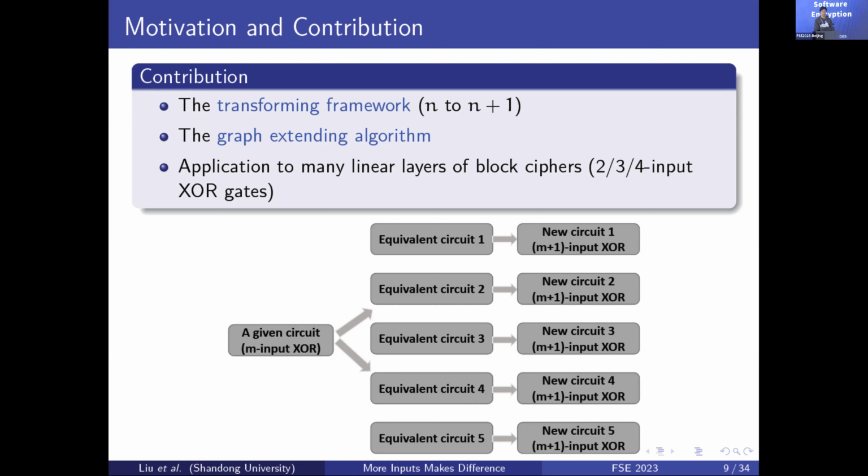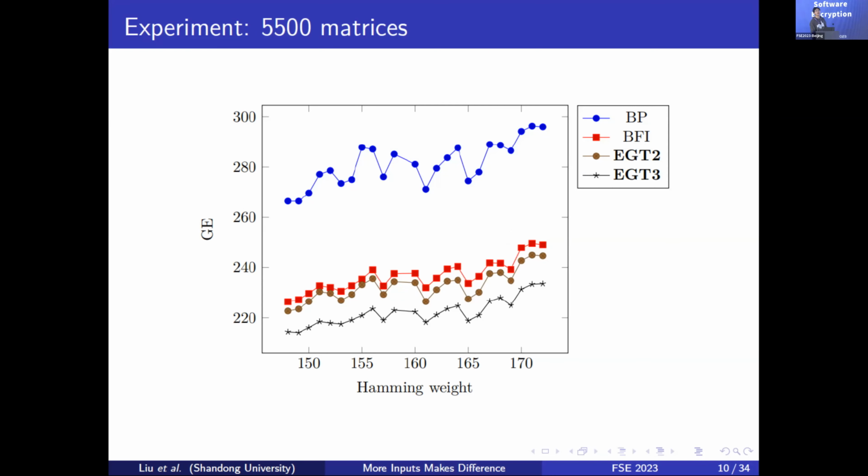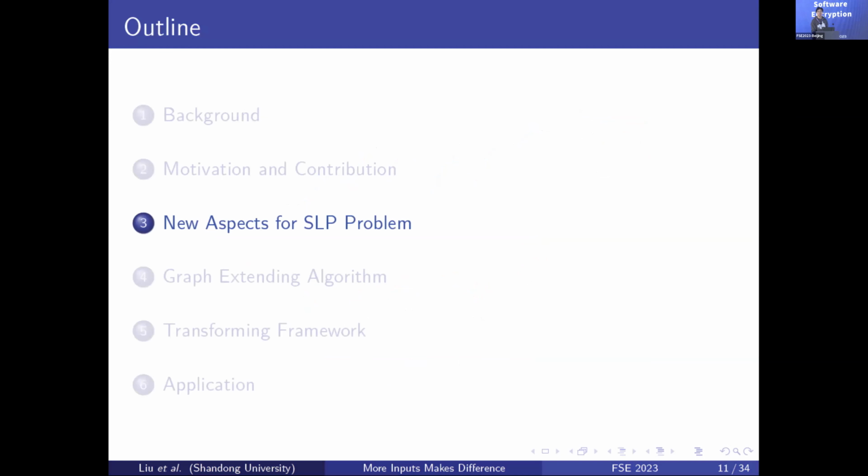And we apply the framework to the linear layers of many block ciphers, such as AES, Twofish, and others, with 2, 3, and 4-input XOR gates. And this is our experiment. We test 5,500 matrices. The BP is using 2-input XOR gates, and the EJT2 and EJT3 are our algorithm using multi-input XOR gates. On average, the area of each matrix is reduced by 21%. And then we talk about some new aspects of the SLP problem.